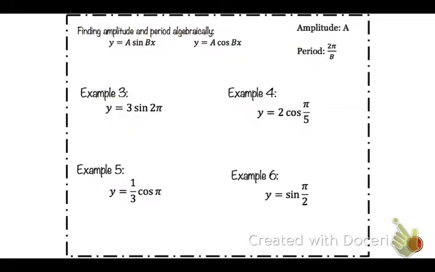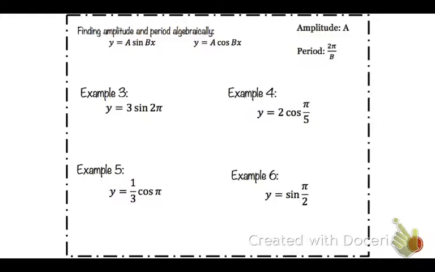Now, finding amplitude and period algebraically. I messed up on this; these should all have x's connected to these, so make sure you write an x connected to that. So we have y equals a sine of bx or y equals a cosine of bx. The amplitude is your a. The period is 2 pi divided by your b.